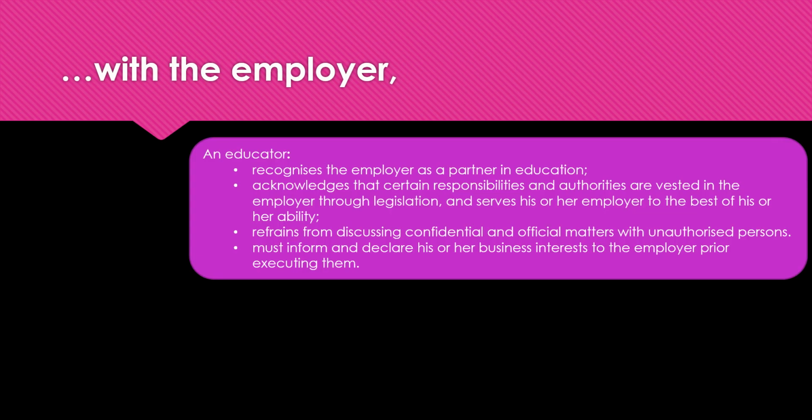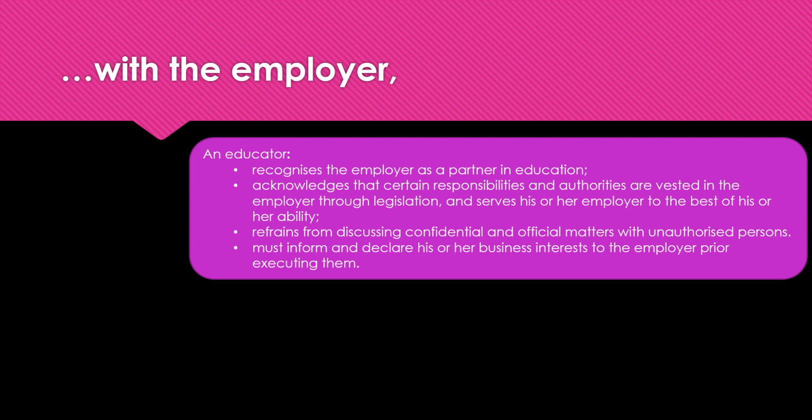We're almost there. Sorry, this stuff can get quite dry. But this is the second last part of the code, and it details the relation between a teacher and their employer. It says that an educator recognizes their employer as a partner in education, acknowledges certain responsibilities and authorities are vested with that employer through legislation, and that the educator will serve the employer to the best of their ability.